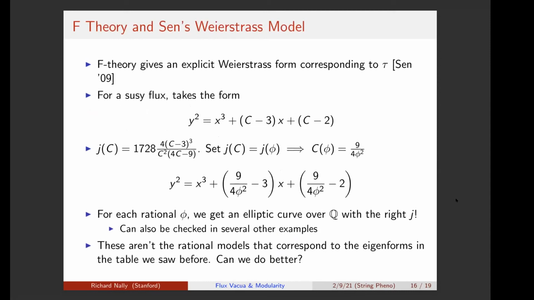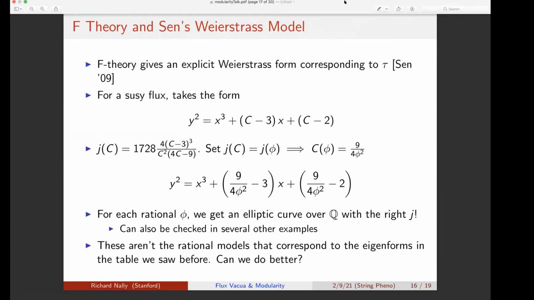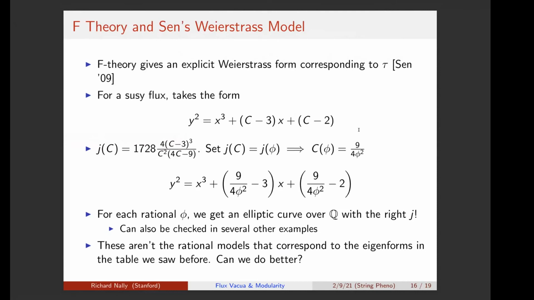Now we can be very explicit. An orientifold of type IIB on a threefold is dual to F theory, and F theory on an elliptically fibered fourfold. Sen gives a very explicit construction of the Weierstrass form corresponding to any fixed choice of tau. So from Sen's construction, you can specialize to a supersymmetric flux compactification, and the Weierstrass form you get is of this form: y squared is equal to x cubed plus c minus 3, x plus c minus 2.